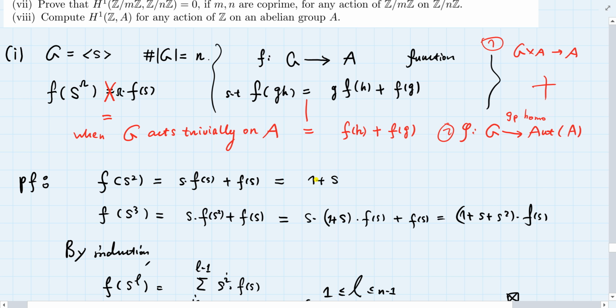What you mean is this, it's not inside G, this is inside automorphism of A, okay? This is a group, as I explained actually.